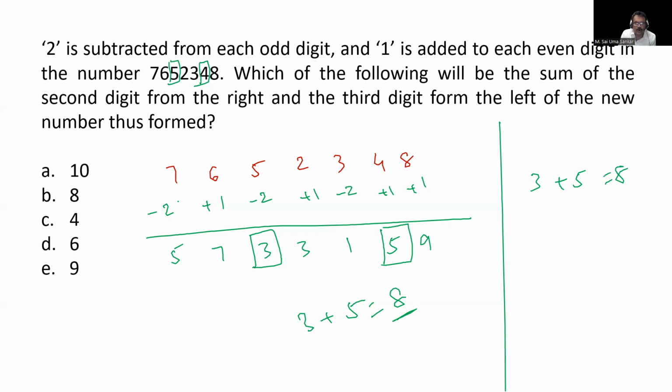No need to do all these things. No need to subtract 2 from 7, add 1 to 6, subtract 1 to 2, sorry, add 1 to 2 and subtract 2 from 3, etc. Here, what we require? Just to apply that logic on that particular digit only.